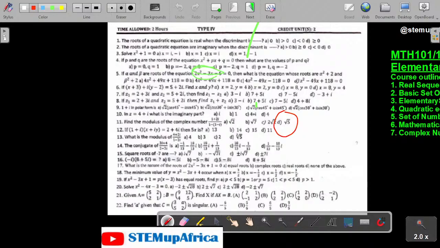While doing that, don't forget the value of i squared. i squared is what? It is minus 1. Don't forget that. That will help you to determine the answer. They're asking now: what is the nature of the root?